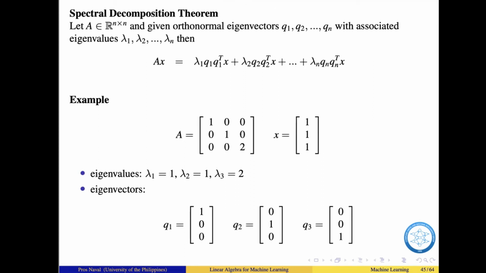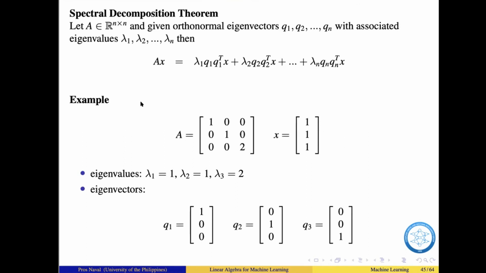Now let's talk about the spectral decomposition theorem. Let A be an n by n matrix, and given orthonormal eigenvectors q1, q2 up to qn with associated eigenvalues lambda 1, lambda 2 up to lambda n, then Ax is simply this expansion.